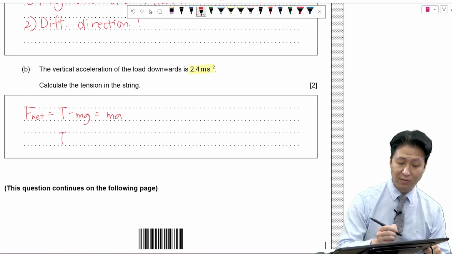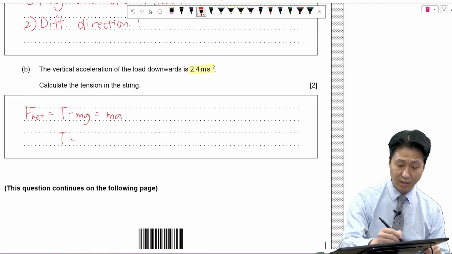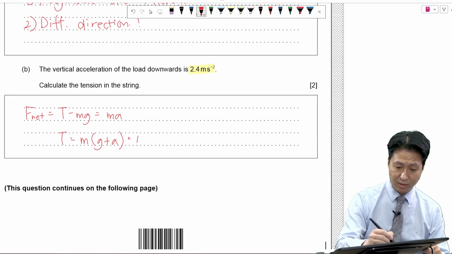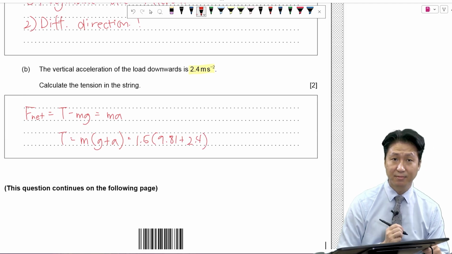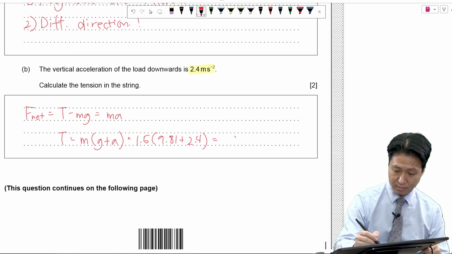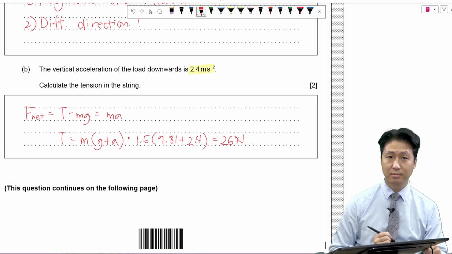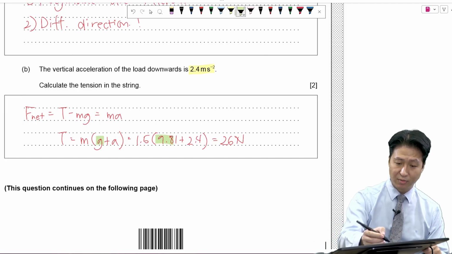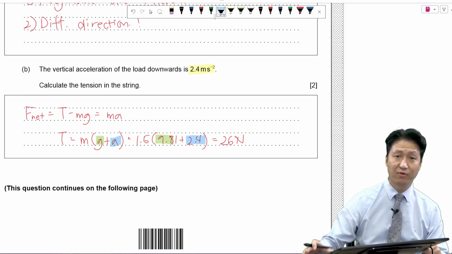Using the values given in the problem, the tension is mass times gravitational acceleration plus the acceleration, which is 3.5 kilograms times 9.81 plus 2.4. And this will give us about 26 newtons. Once again, gravitational acceleration is 9.81, and the acceleration given in the problem is 2.4 meters per second squared.